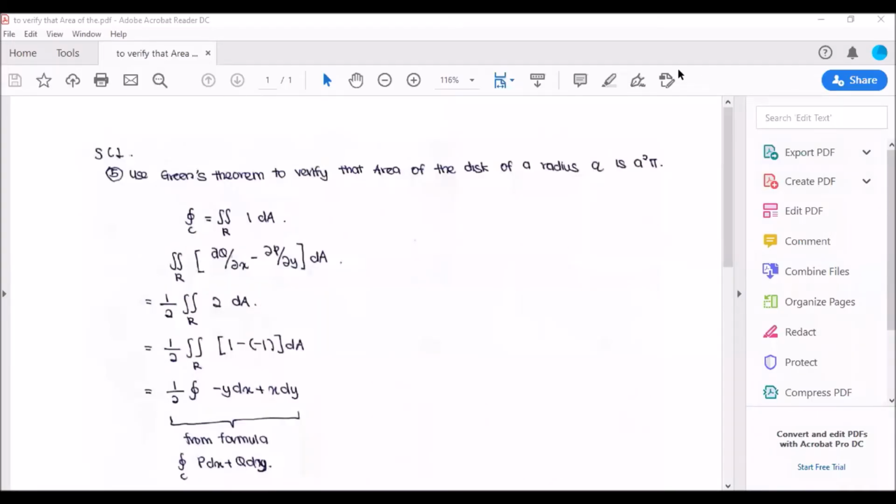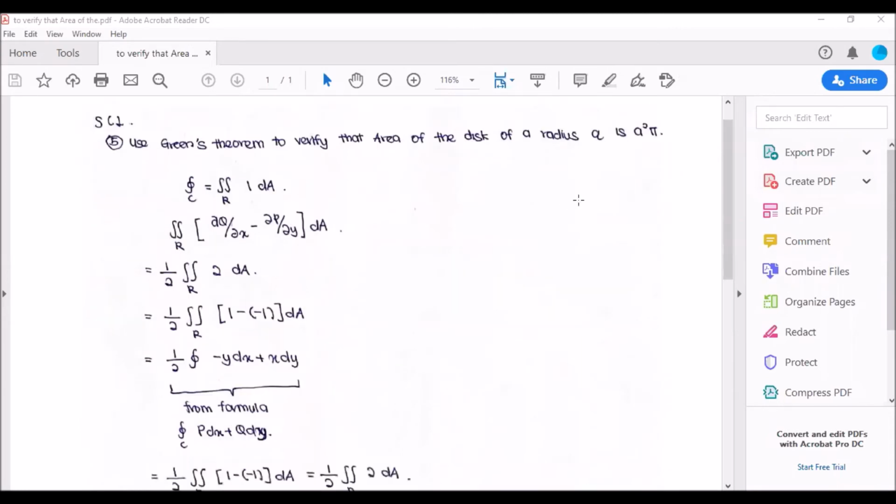Okay, this is question 5 for SCL. Use Green's theorem to verify that the area of a disk of radius a is a square pi. The formula for the normal Green's theorem is actually this: integral over a closed curve C of p dx plus q dy becomes the double integral over a region of the partial derivative of q with respect to x minus the partial derivative of p with respect to y dA.